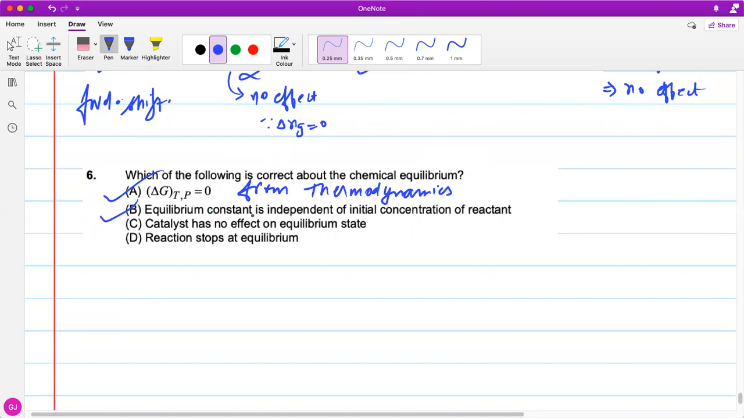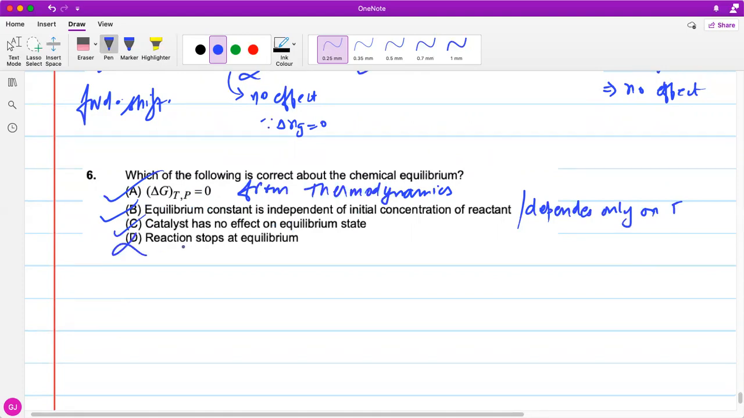B option is also correct. Equilibrium constant is independent of initial concentration, right? Equilibrium constant depends only on temperature. That is its fundamental factor. Catalyst has no effect on equilibrium state. Yes, the alpha value or K value does not change upon introducing a catalyst.